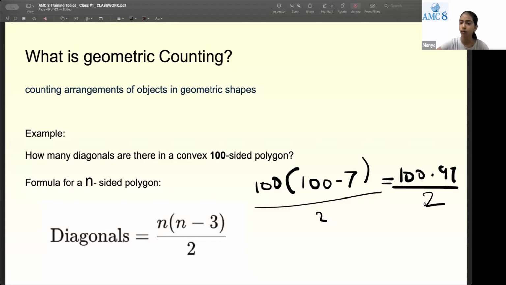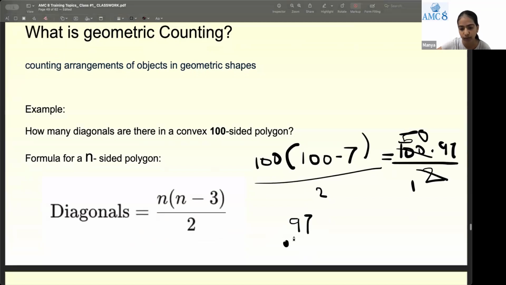Now, instead of solving 100 times 97 and then dividing the whole by 2, we could just divide by 2 on the bottom and divide by 2 on the top, and we will get 50 times 97. And we can just solve this right over here. So 97 times 50 is equal to 4,850. And that would be our final answer.